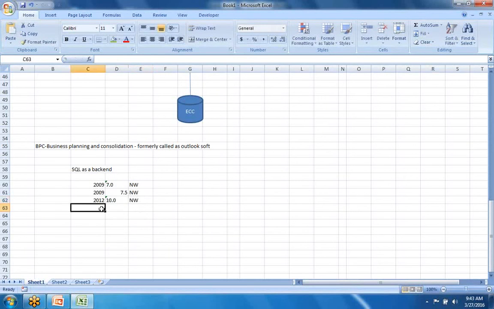In the year 2014, a further variation of BPC with more features was brought, and 10.1 was the version. This particular 10.1 comes in two variations. One is called standard, also called classic, and another variation is called embedded. It is also called unified.